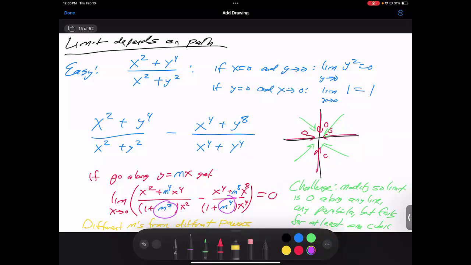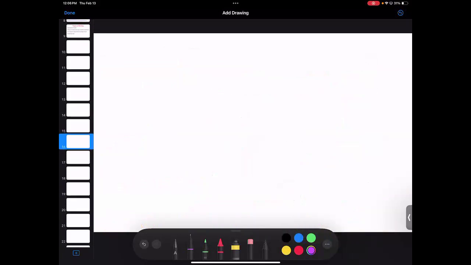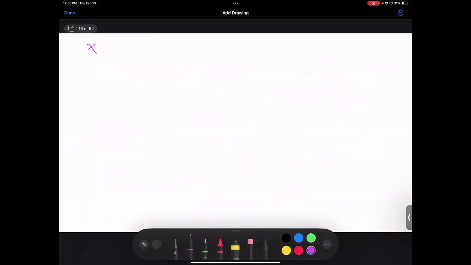And so, perhaps the simplest thing is, what if I modified it to x squared plus y to the 4th over x squared plus y squared, minus x squared plus y to the 8th over x squared plus y squared. Would that work?